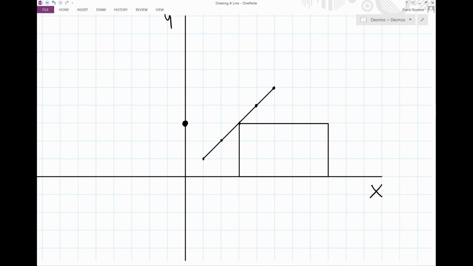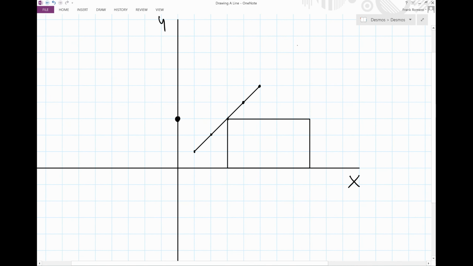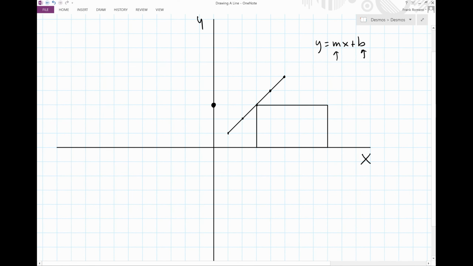The question is, what's the equation of this line? Well, we need this form: y equals mx plus b, where we have the y-intercept and then the slope. So what is the slope? Well, let's see. Let's discover two points. Let's see, this is 1, 2, 3, 4, 5. Right here we got 1, 2, 3, 4, 5. Don't worry about this dot right there.